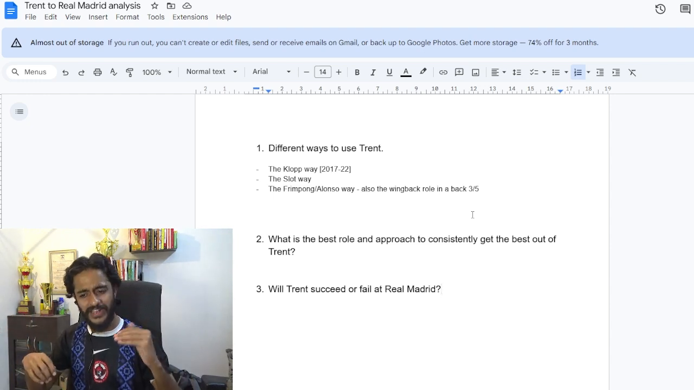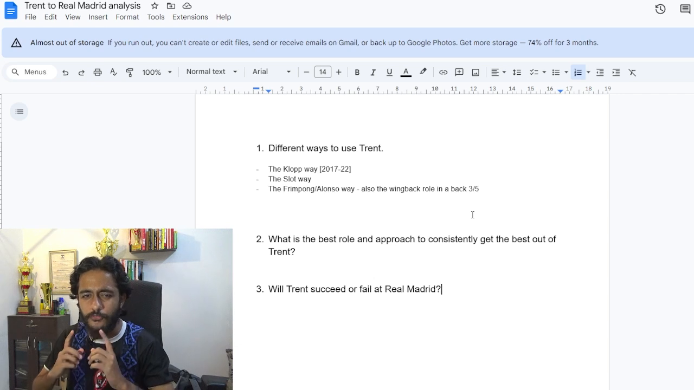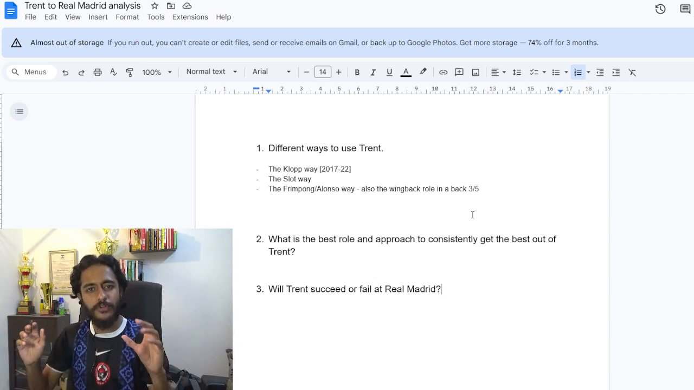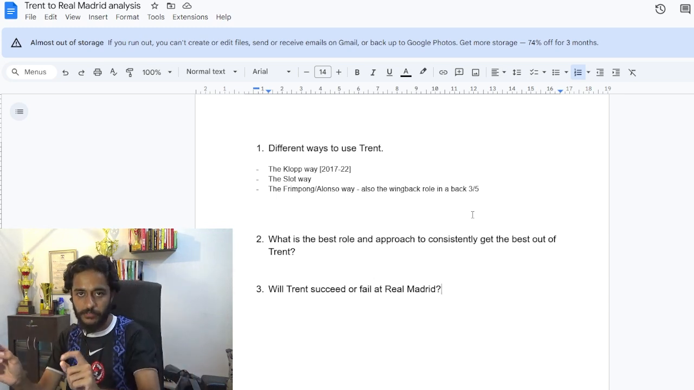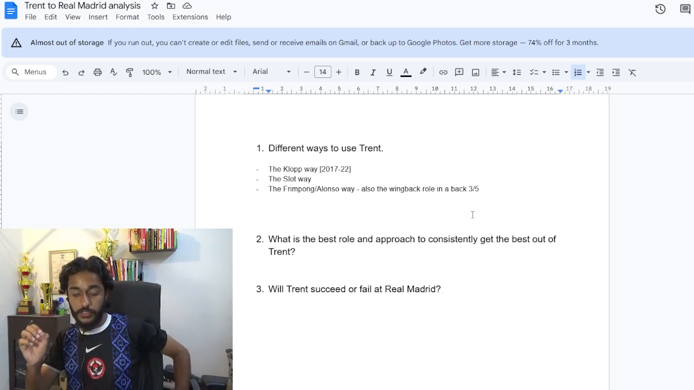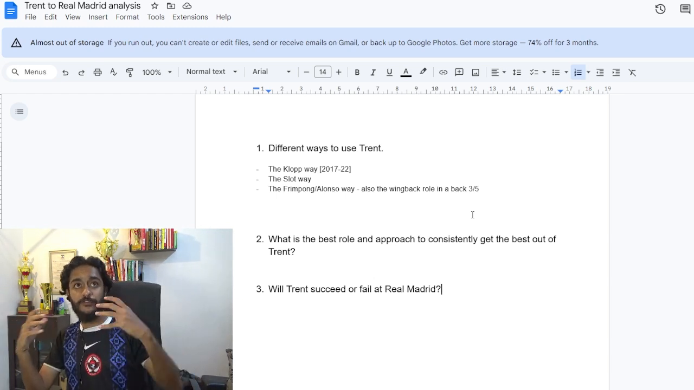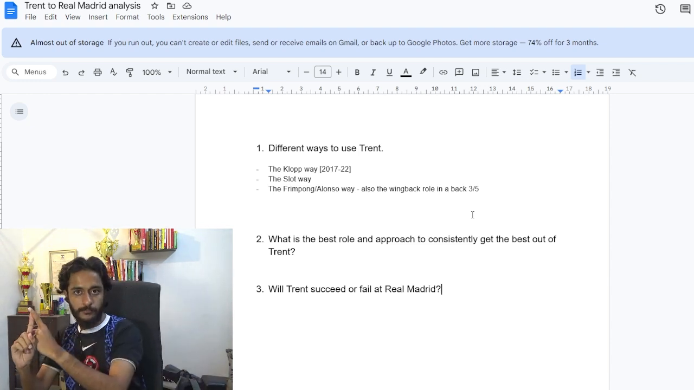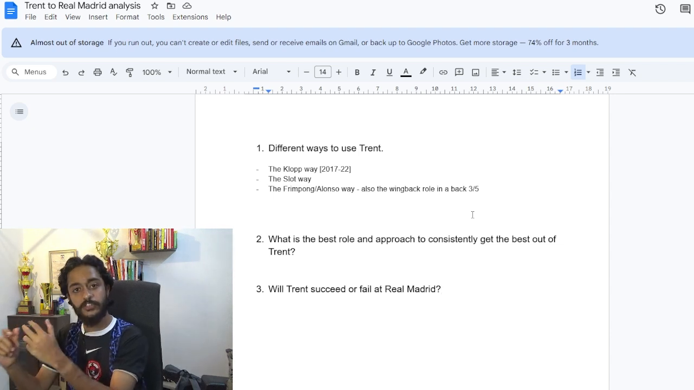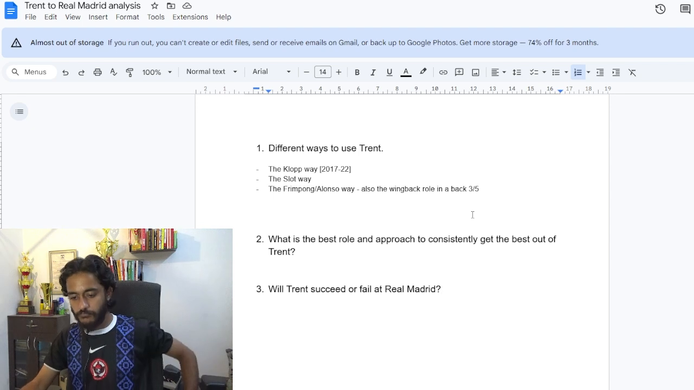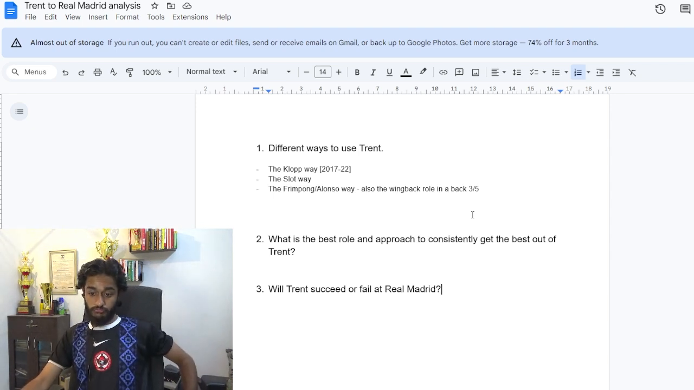And then it's the third way, which pretty much explains itself, which is the Frimpong and Alonso way, which basically means how Frimpong was deployed as a wing back in a back three or a back five system. Now that explains itself, but still we'll get on to that. The two important ways to look at how Trent has been used, which actually gives us a reference to how he can be used or how he should be used, are the Klopp way from 2017 to 2022, and the Slot way, which is pretty much last season or the season that just ended. Now let's get on to the Klopp way.